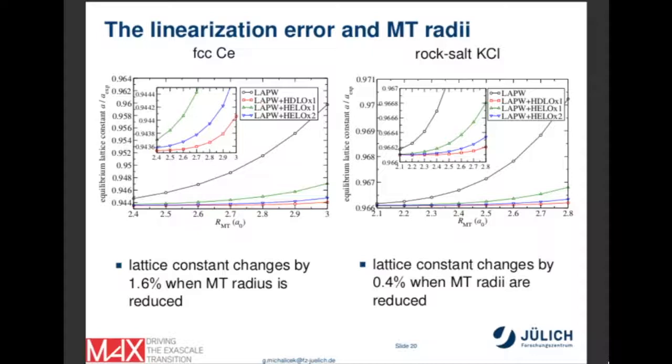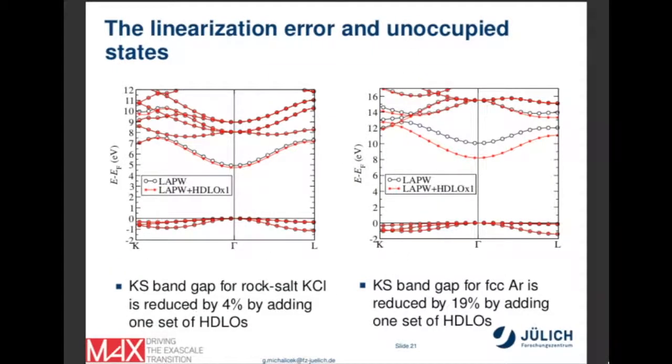Yeah? So LDA and GGA typically are off from the experimental lattice constant by like 1 to 3%, something like that. But for most materials, this effect is much smaller. Here you see rock salt, where it is 0.4%, for example. And then you can also look at the band structure. And of course, we choose the energy parameters such that the occupied states are well described. But for the band gap, for the band structure, you also want to describe the unoccupied states. And then you can see a rather large effect, for example, for argon, for an argon noble gas crystal. The band gap can be reduced by 19% by adding these local orbitals. So this is the effect of the linearization error.